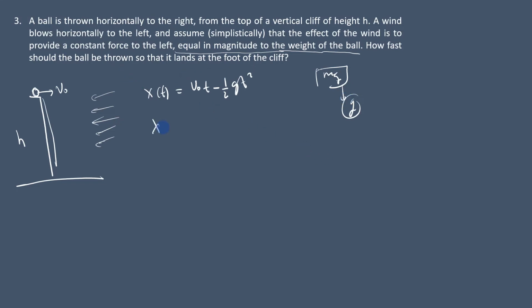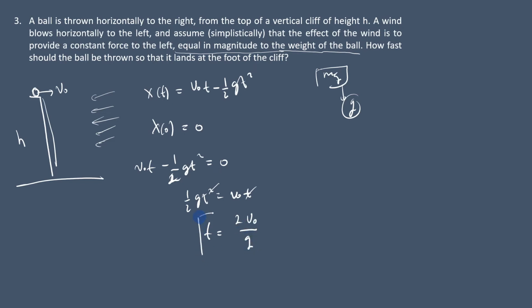Okay, x as a function of t: when t equals 0, x is 0, and we can write x like this: v0 t minus 1/2 g t squared equals 0. So 1/2 g t squared equals v0 t, and we can cancel t, and we get t equals 2 times v0 divided by g.